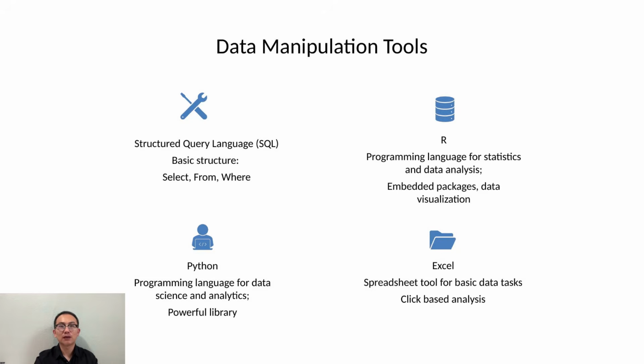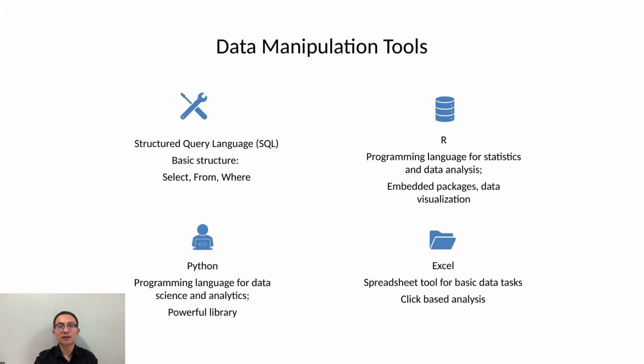Now that we know how data gets to us, let's talk about the tools we use to work with it. There are many data manipulation tools, and the right one depends on your goals and your data. First up is SQL. SQL, or Structured Query Language, is used to interact with relational databases. It's great for selecting, filtering, and joining tables. A basic SQL query might look like select columns from table where condition. It's simple and very powerful.